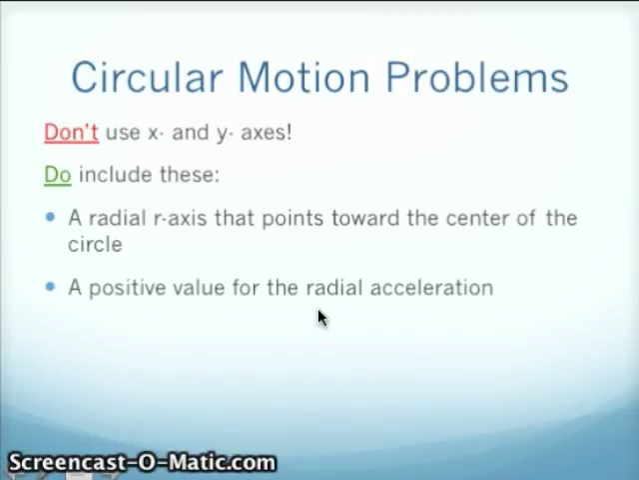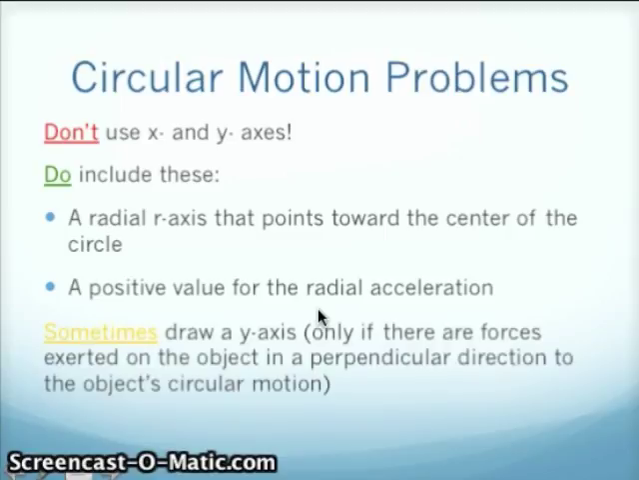So just in the same way, we want to include a radial r-axis that points toward the center of the circle. We also want to make anything that's going in the same direction as this radial r-axis towards the center of the circle a positive value, because that will determine the positive, and anything going in the opposite direction will be the negative. And you'll see more of this as we go into our sample problem later on.